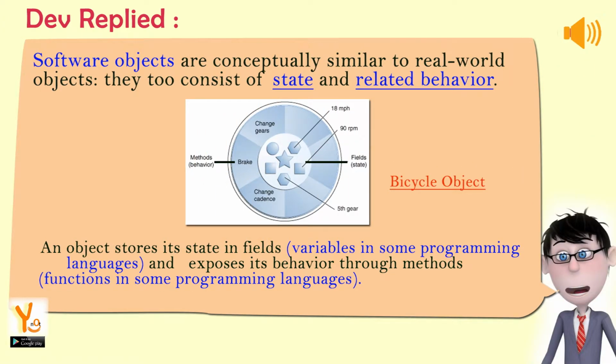Software objects are conceptually similar to real-world objects, they too consist of state and related behavior. An object stores its state in fields, variables in some programming languages, and exposes its behavior through methods, functions in some programming languages.